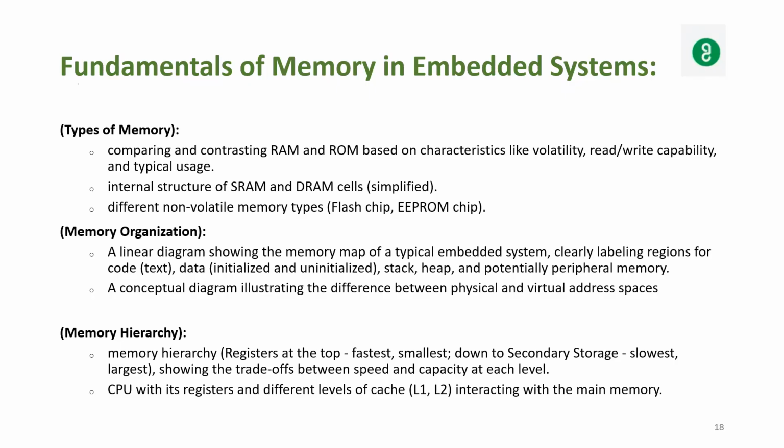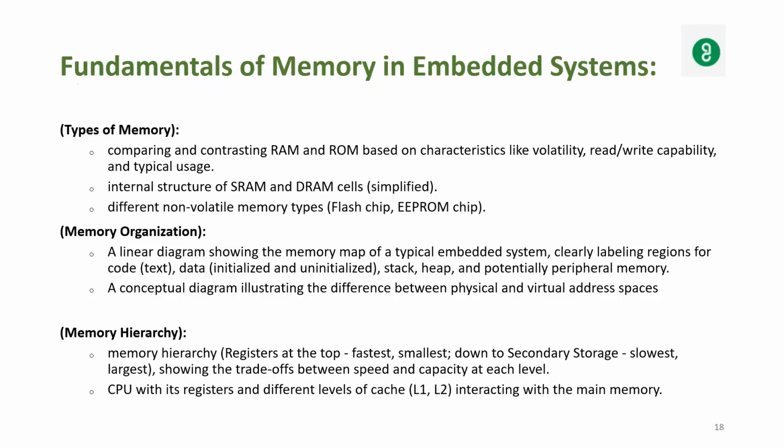This is a trade-off between speed and capacity at each level. So in secondary storage, the speed will be very low, but the capacity will be very high. But in the case of registers, the speed will be very high, but the capacity will be very low. So there is always a trade-off between speed and capacity in the case of memory hierarchy.